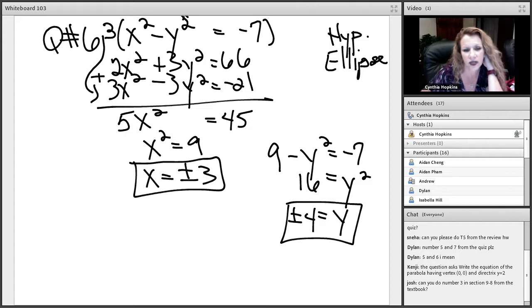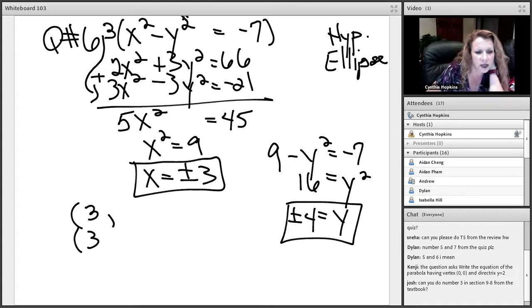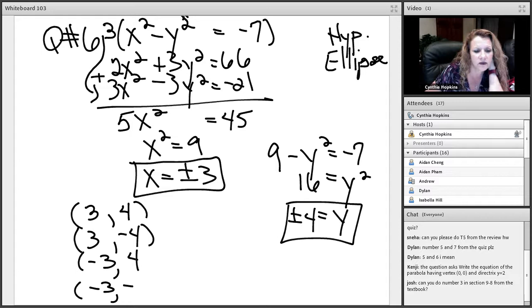Please don't leave your answers like that. You need to write it out into points because I'm not sure if you know what that means. So I have a positive 3 for x. I'm going to write it twice because with that positive 3 for x, I either get positive 4 or negative 4 for y. Then my negative 3 for x, again, I get positive 4 and negative 4. Okay, so that is the solution set.